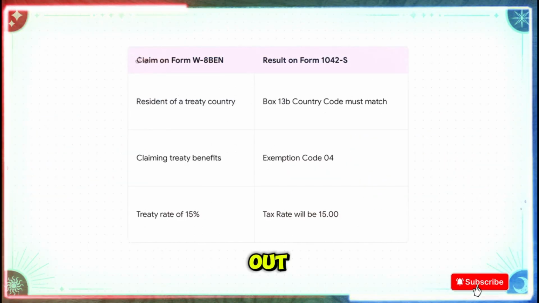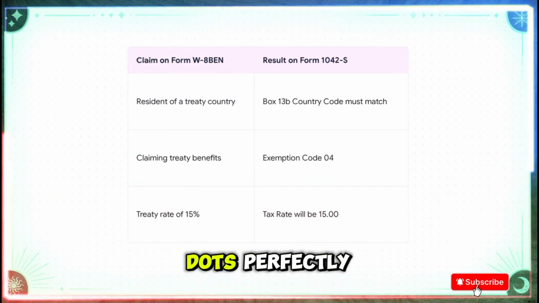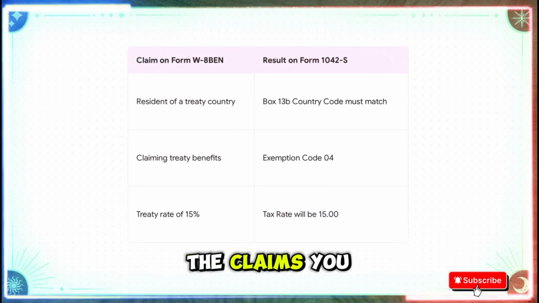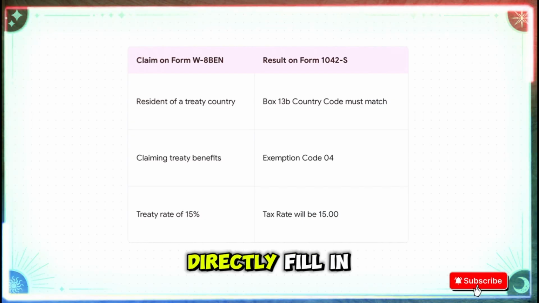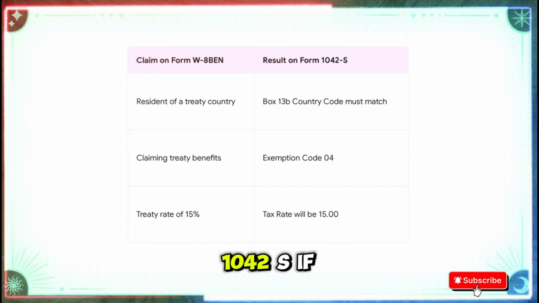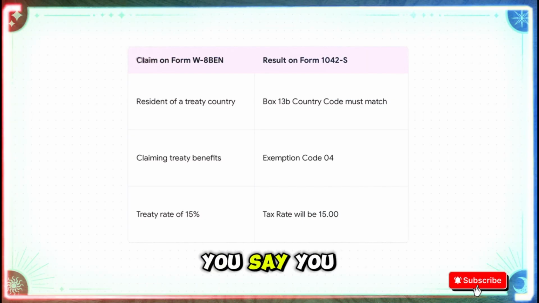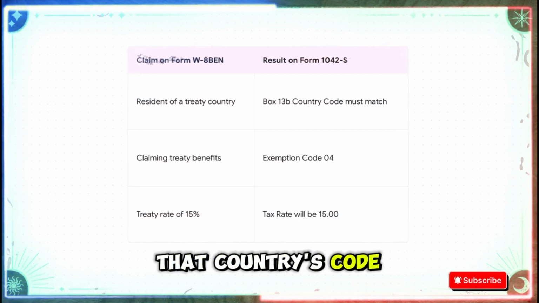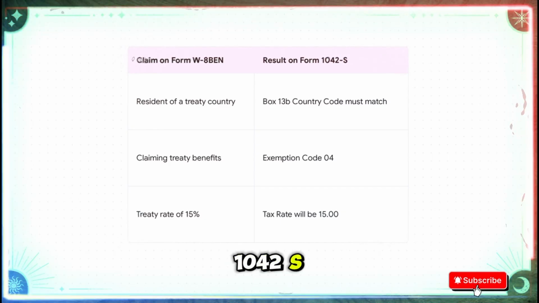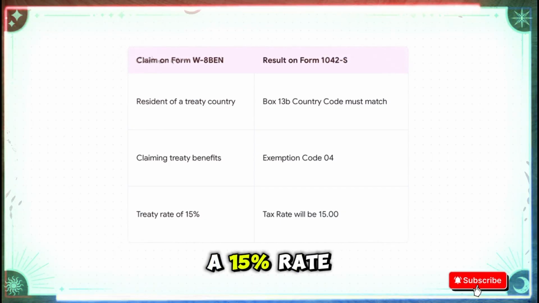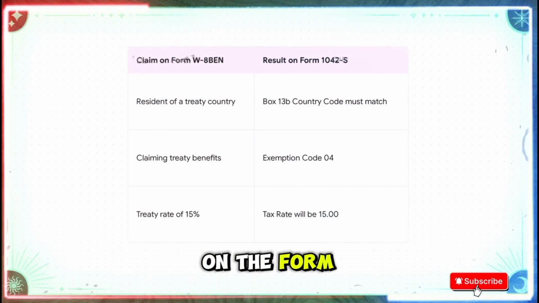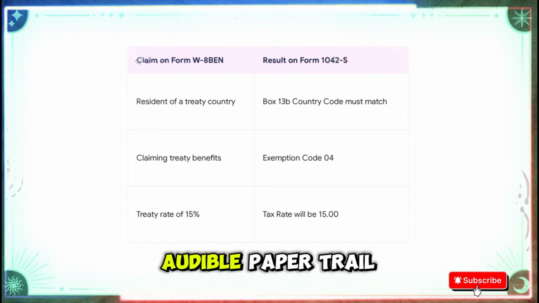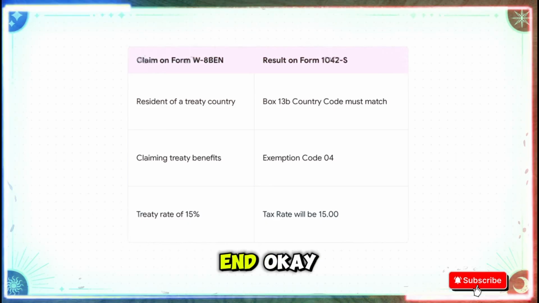And check this out, this table just connects all the dots perfectly. It shows the direct data trail. The claims you make on that W-8 bin directly fill in the boxes on the Form 1042S. If you say you live in a certain treaty country on your W-8, that country's code has to show up on the 1042S. If you claim a 15% rate, the tax rate on the form has to be 15%. It creates this perfect auditable paper trail from beginning to end.